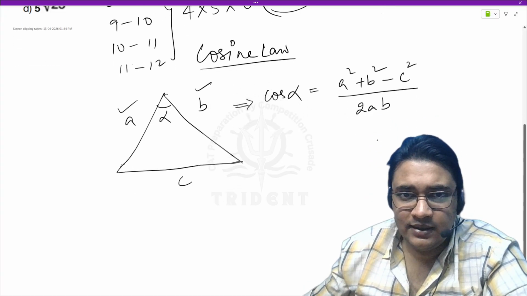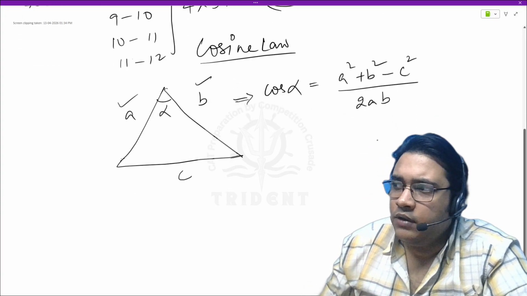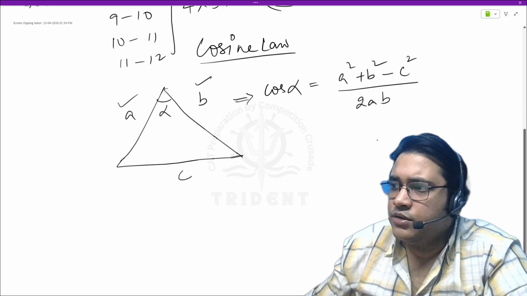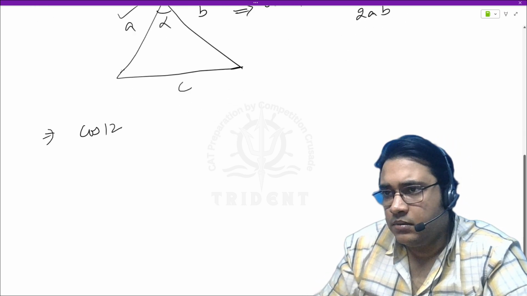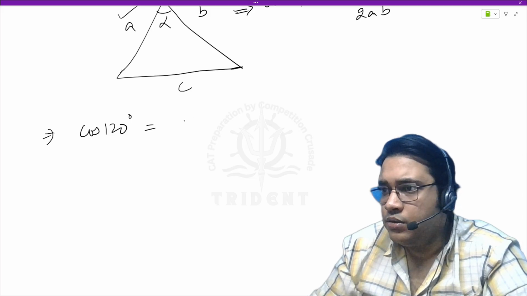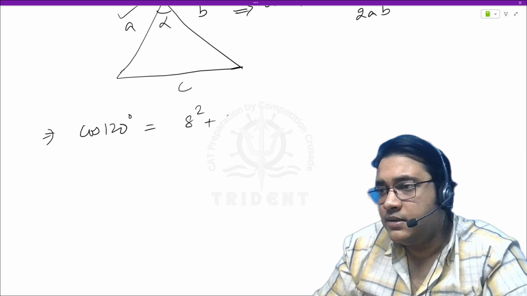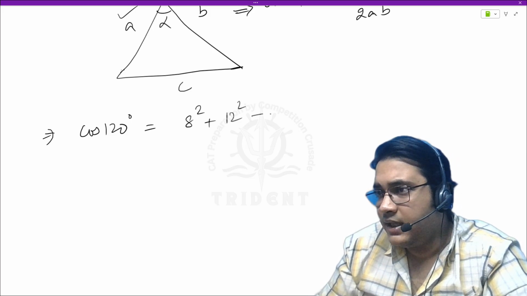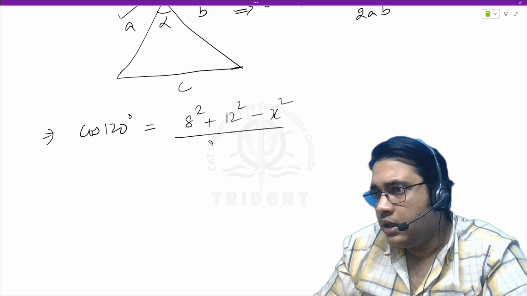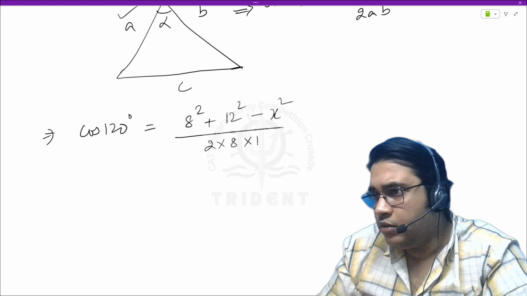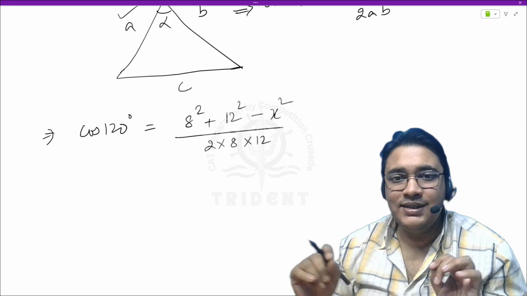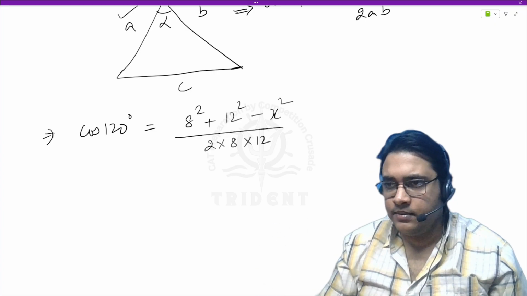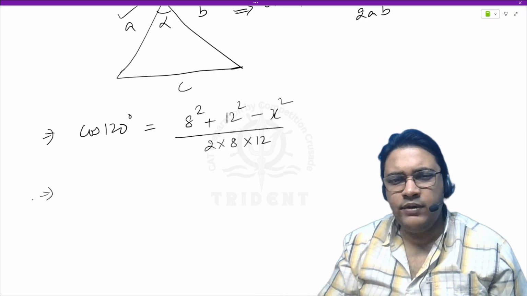Hope that is understandable. So all we need to do is just substitute the values. So cos of 120 degrees is equal to (8² + 12² − x²) upon 2 into 8 into 12. Now I'm just going to make you understand that x is nothing but the distance between the tips of the two hands. What is cos 120 degrees?